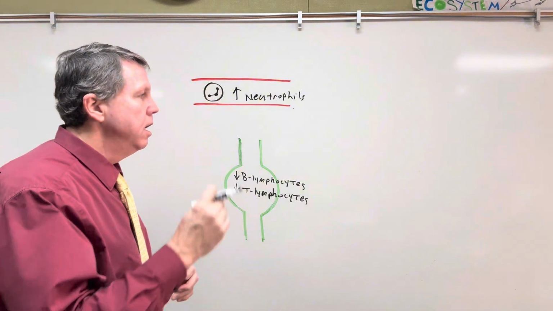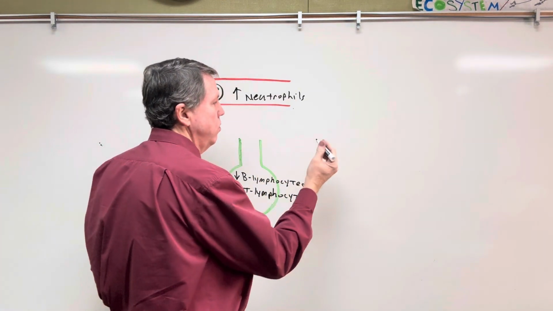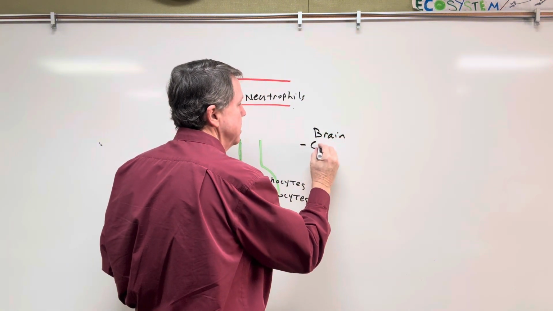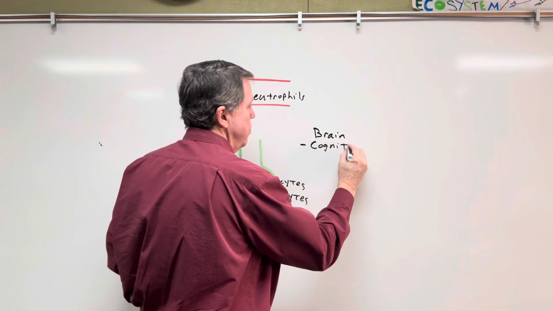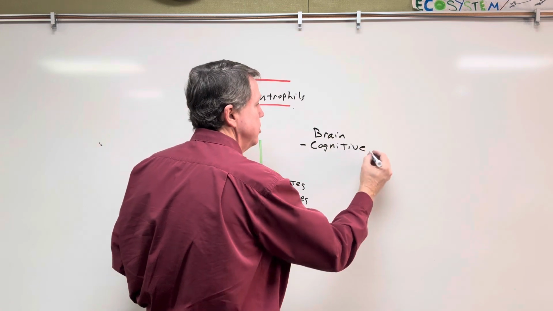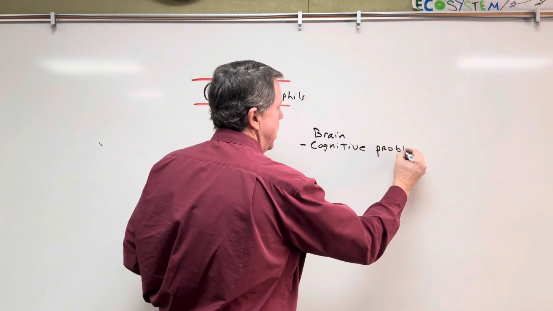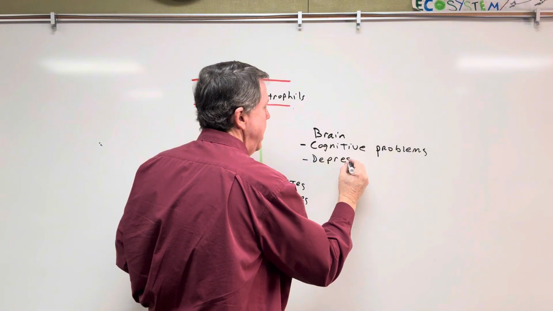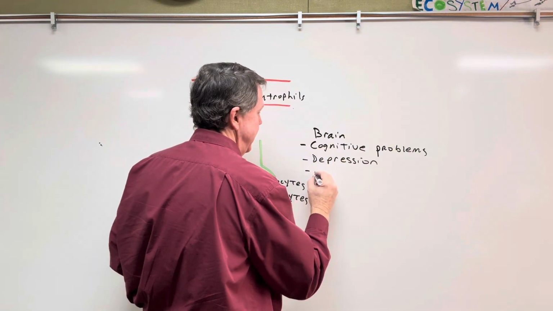And really quick, the other thing it's going to do is it's also going to affect the brain. So how does it affect the brain? It can cause things such as cognitive problems, so people have trouble concentrating. It can cause depression. And another thing it can cause is anxiety.